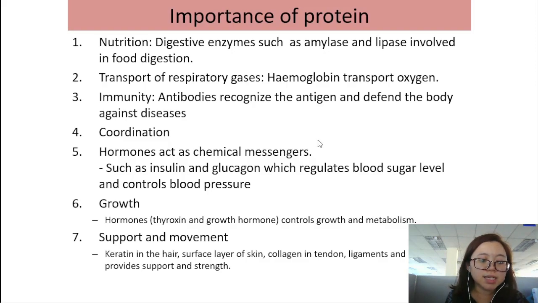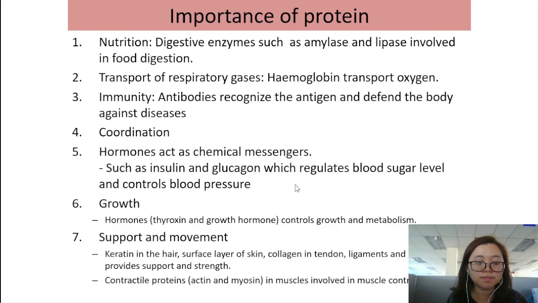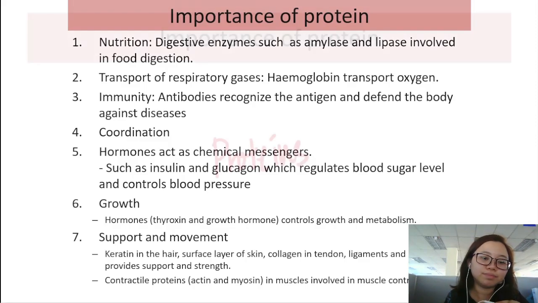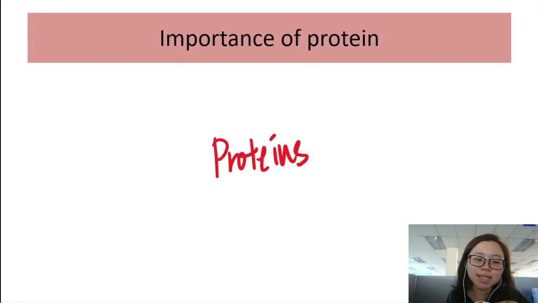Examples of support is keratin that you can find in your hair, keratin on the surface of your skin, collagen in your tendon, collagen in your ligaments, collagen in your arteries, and these provide you with the support and strength. You also have contractile proteins such as actin and myosin in your muscle cells, which are involved in muscle contraction. Okay, that is it for proteins.